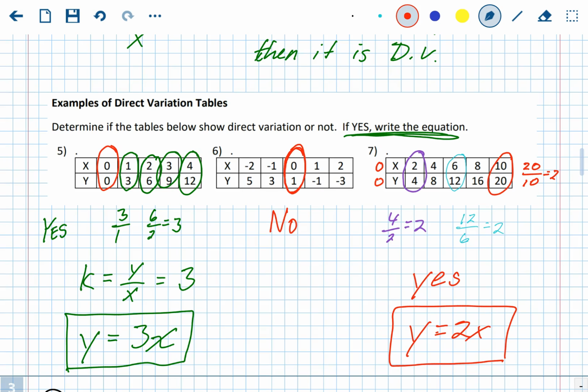Again, tables, also pretty easy. Make sure 0, 0 is in there. Check if the ratio is constant. If it's 0, 0 and it's a constant ratio, it is direct variation. If one of those is not true, it's not direct variation.